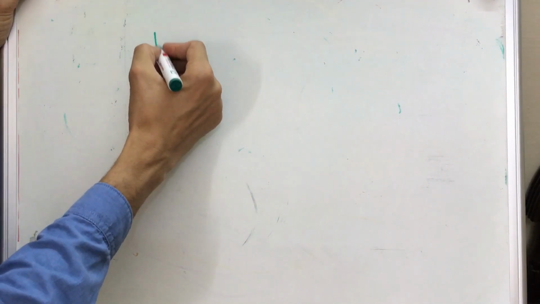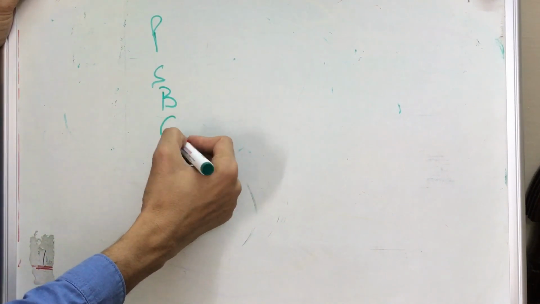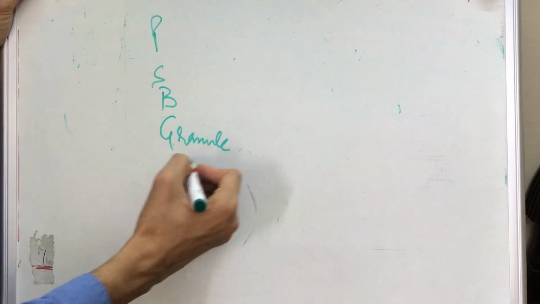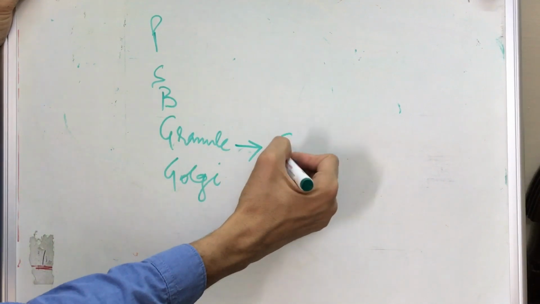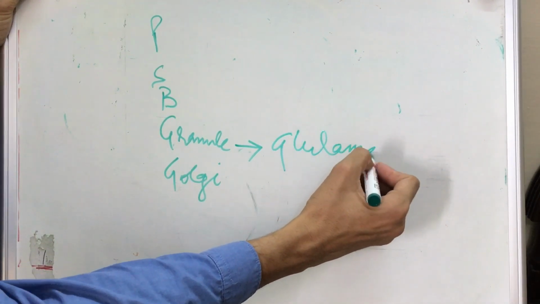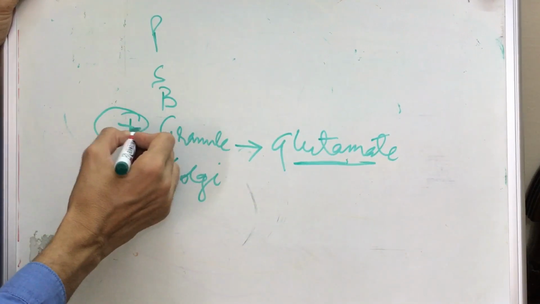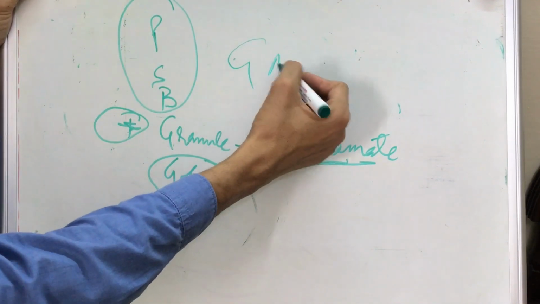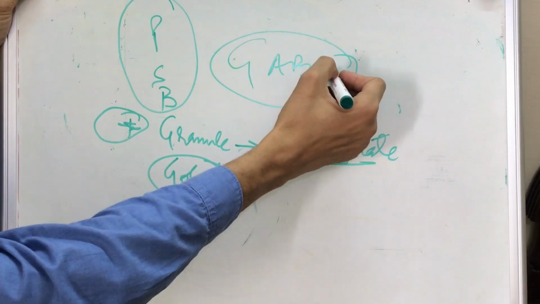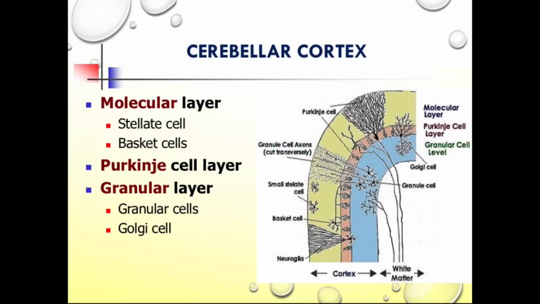Now out of those 5 cells, Purkinje cell, stellate cell, basket cell, granule cell and Golgi cell, what kind of neurotransmitter do they release? Apart from the granule cell, which releases glutamate, which is excitatory, all the rest of these 4 are inhibitory; they release the inhibitory neurotransmitter GABA. This is how we can describe the histological classification of the cerebellar cortex.